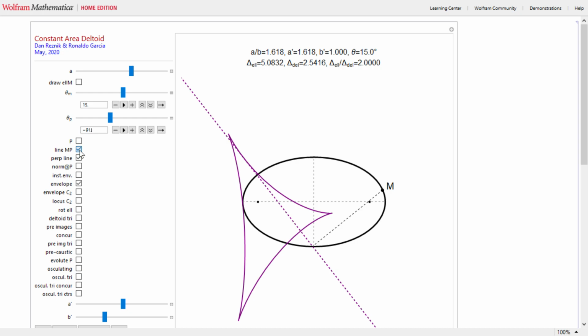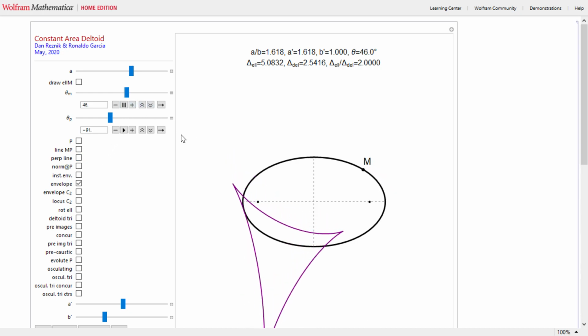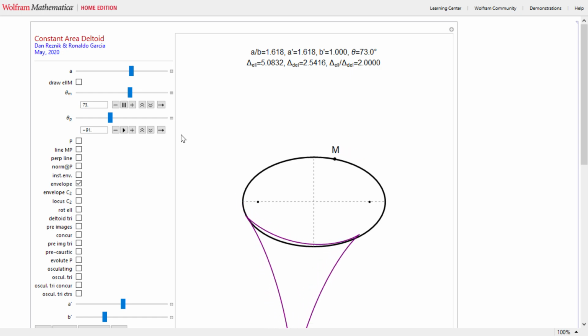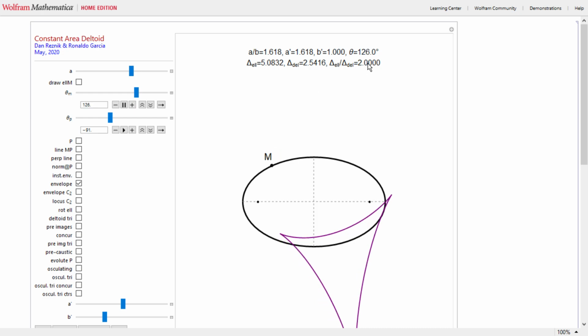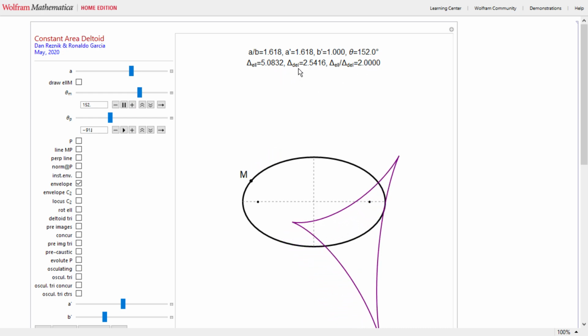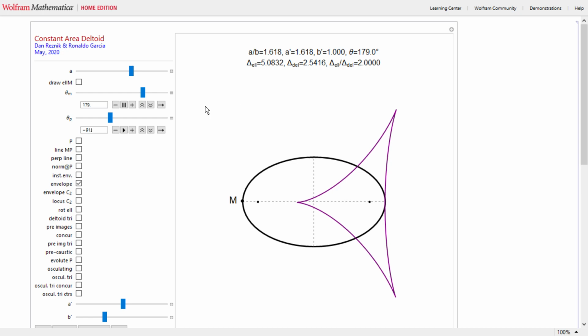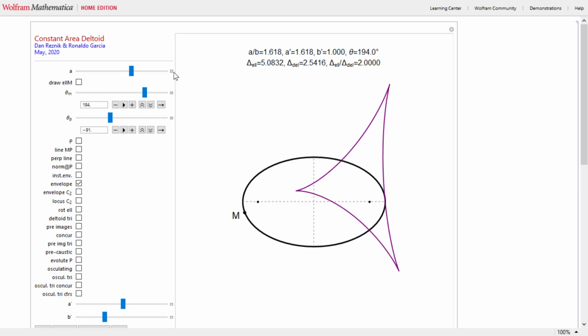So, meaning that as I animate the position of M over all P's, you get this 3-cusp deltoid, and as you can see up here, the area of the deltoid is constant. For this particular aspect ratio we picked, I believe the aspect ratio is equal to the golden ratio, you get this pleasing phenomenon, whereby the area of the ellipse divided by the area of the deltoid is 2. Okay.